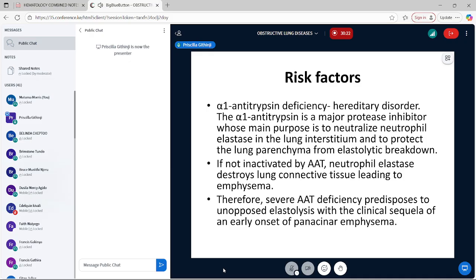If not inactivated by your alpha 1 antitrypsin, your neutrophil elastase will destroy lung connective tissue, leading to emphysema. Therefore, severe alpha 1 antitrypsin deficiency usually predisposes to unopposed elastolysis with a clinical sequela of early onset panacinar emphysema. So you have this neutrophil elastase being allowed to just destroy tissue without any opposition, and this leads to destruction of the acini, causing emphysema.